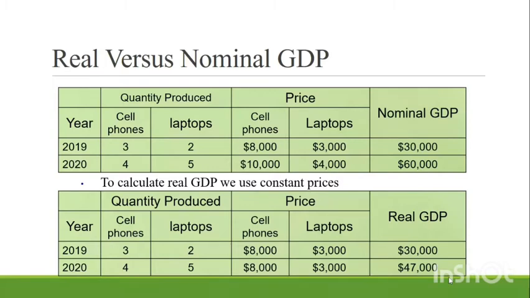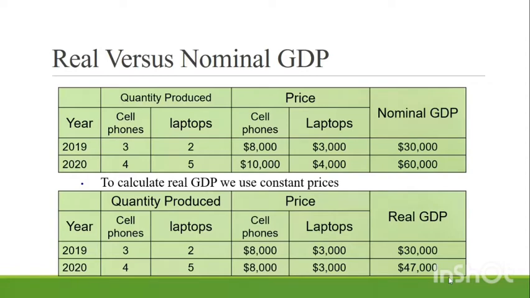So for 2020, when we calculate the nominal GDP, we multiply the quantity of cell phones produced by the price of each unit. So it becomes 4 multiplied by 10,000, which is 40,000, plus 5 multiplied by 4,000, which is 20,000. So 40,000 is the market value of 4 cell phones, and 20,000 is the market value of 5 laptops. So it becomes 60,000. So you can see from 2019 to 2020, the nominal GDP has increased from 30,000 to 60,000.